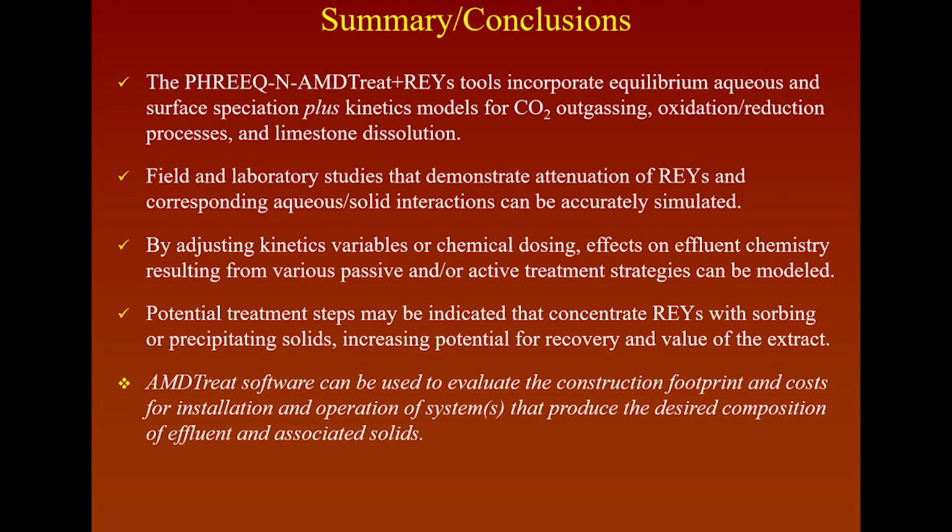Potential treatment steps may be indicated that concentrate the rare earth elements with adsorbing solids. Now, the idea with the adsorbing solids is it might be easier to recover the rare earth elements. If you increase pH, they adsorb. You might be able to decrease pH and get them to desorb without dissolving the iron or without dissolving the aluminum. And then last, the AMD Treat software can be used to evaluate the costs for any sort of a treatment strategy. And the benefit of that is we can do cost benefit analysis.